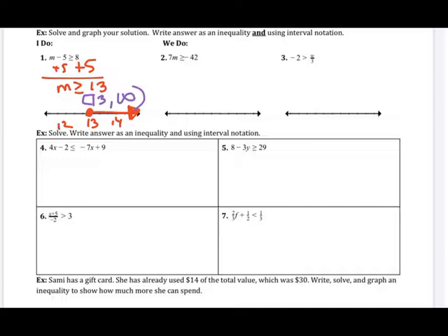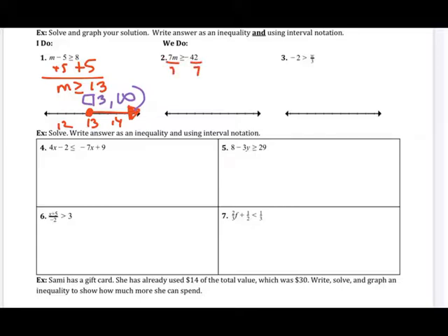Number 2, 7 times m is greater than or equal to negative 42. How do I get m by itself? I need to get rid of 7. What are 7 and m doing? They're multiplying. So to undo that multiplication, I'm going to divide.